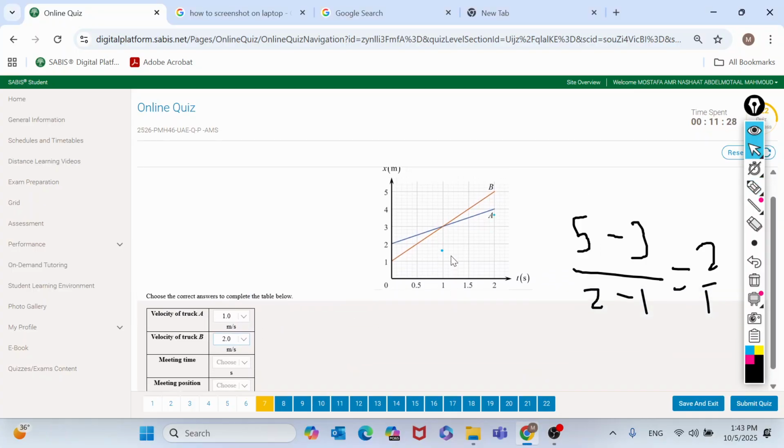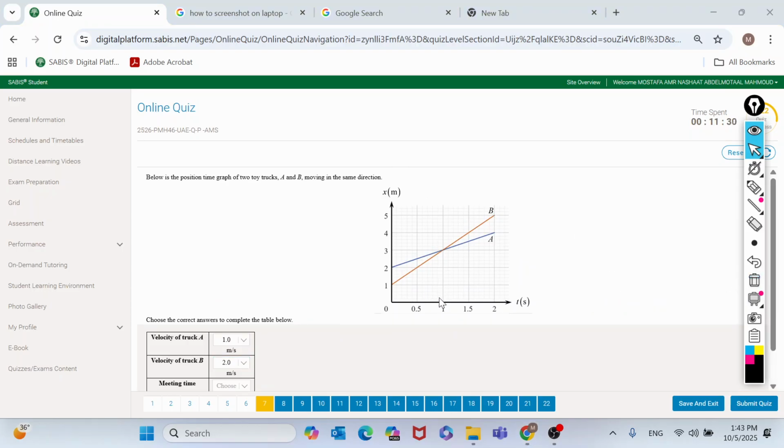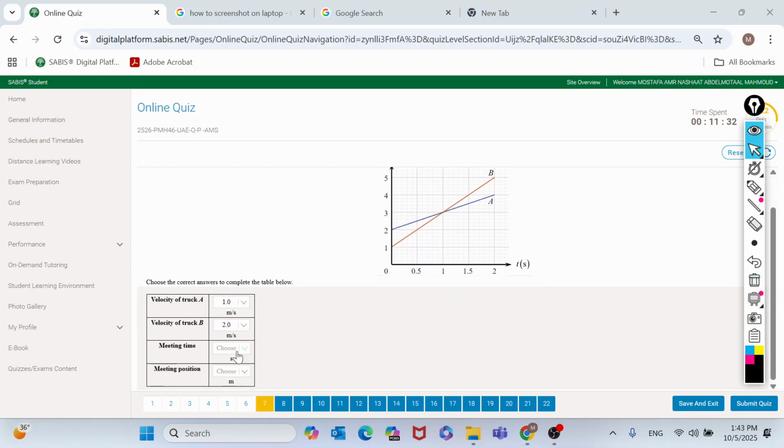Meeting time, the time when they both have the same position, so it's 1 second. For the time, you just see where they intersect and you see the seconds. And meeting position, you also see where they intersect, where they meet, and you go together 3 meters.